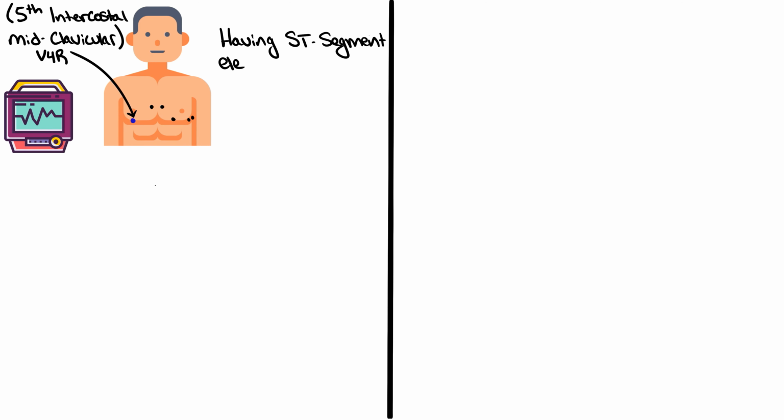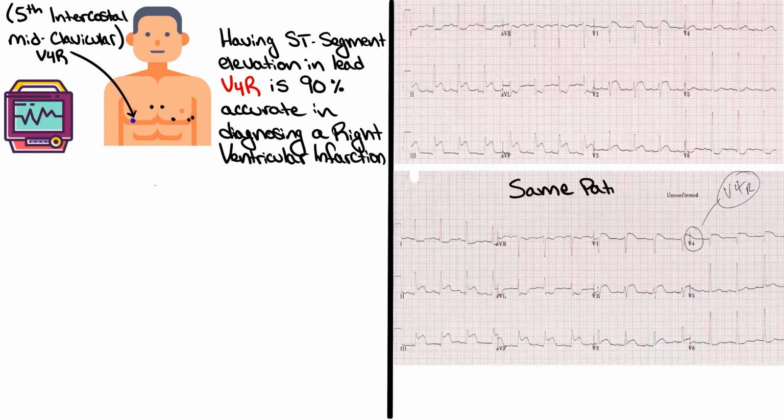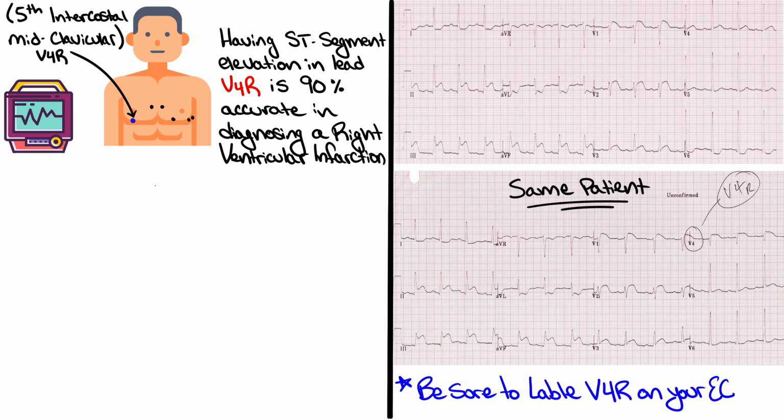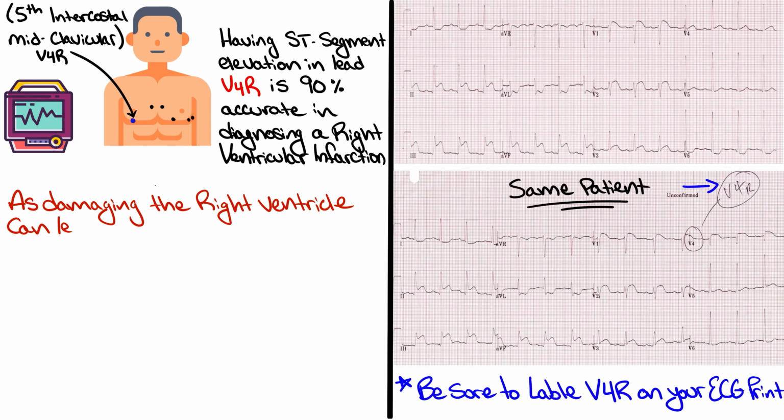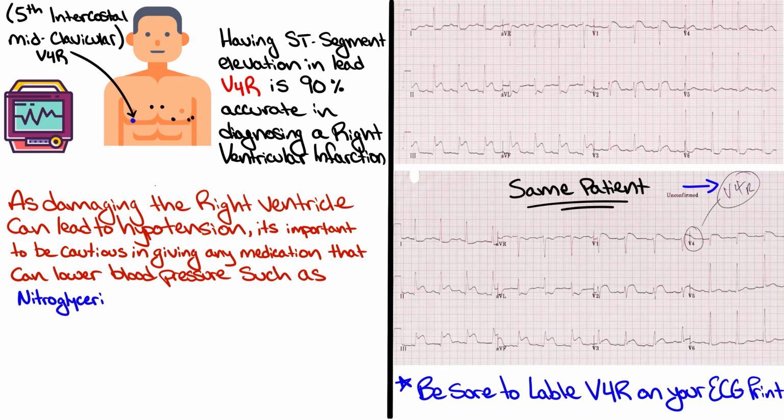Finding ST segment elevation in lead V4R is 90% accurate in diagnosing a right ventricular infarction. When you get your tracing, be sure to label V4R on the ECG. As damaging the right ventricle can lead to hypotension, it's important to be cautious in giving any medication that can lower the blood pressure of your patient, such as nitroglycerin and morphine.